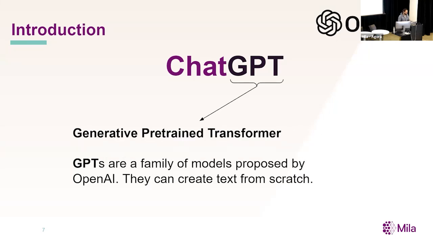The next interesting part to unpack is the GPT. GPT is an acronym, and it stands for Generative Pre-trained Transformer. Now, this acronym is not new. It's actually a family of models that was proposed by OpenAI a few years ago. These models can essentially create text from scratch. They've been trained on lots of textual data, and their property is that they can generate text at will. Let's unpack all of these words one by one because they might seem like a handful.